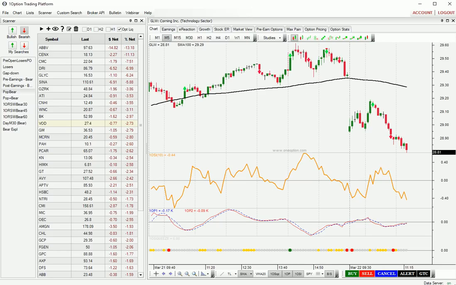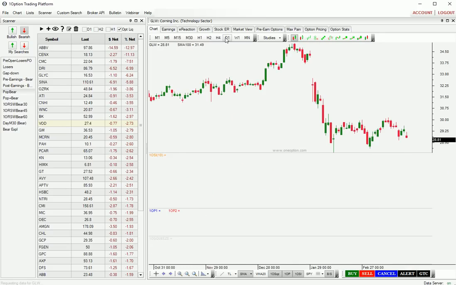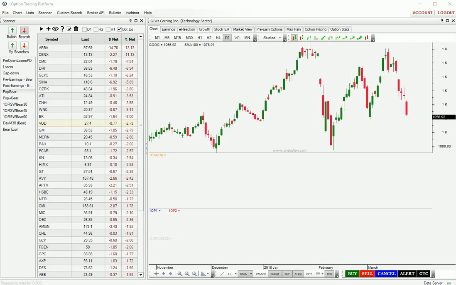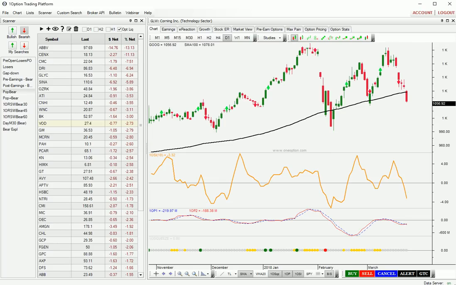GLW, nice steady decline, weak relative to the market. Take a look at the daily. It's near major horizontal support, so I'm not overly interested in this play. And on a daily basis, you can see how the stock is actually performing well relative to the market. Google. Google through the 100-day moving average.